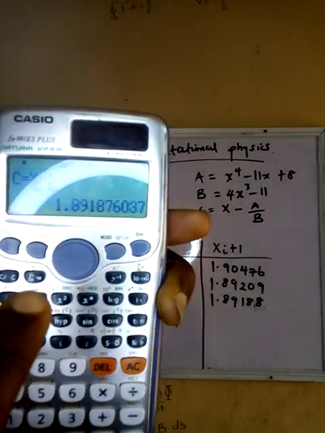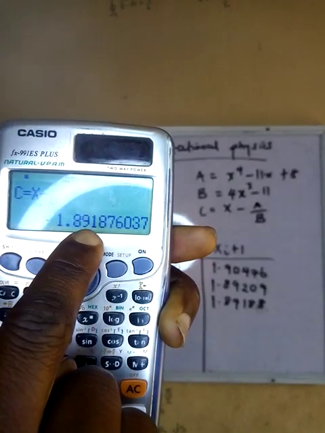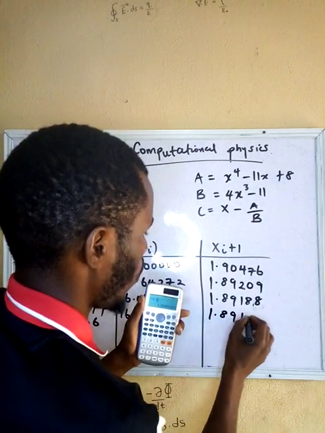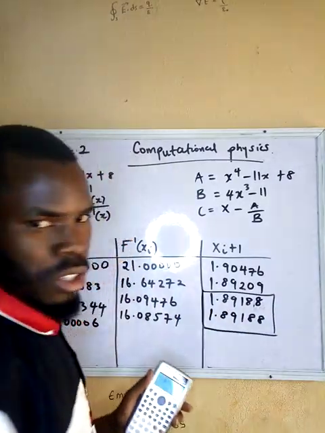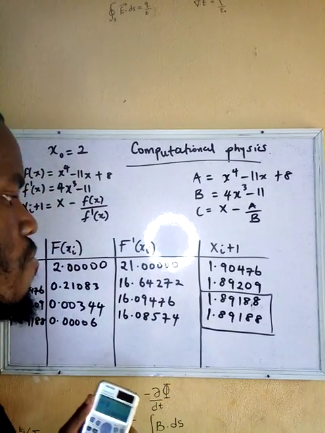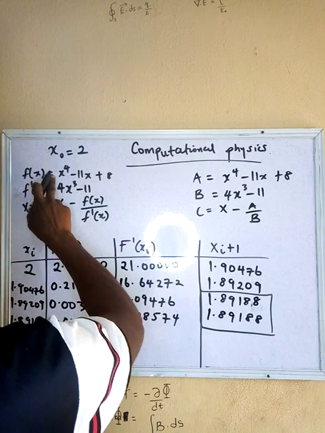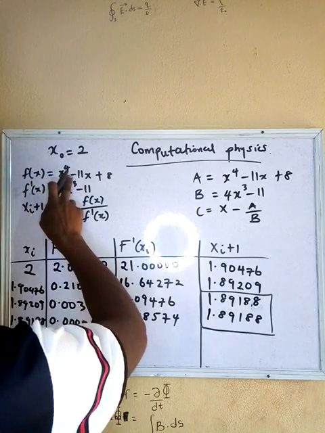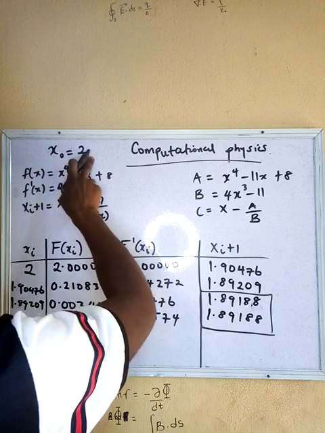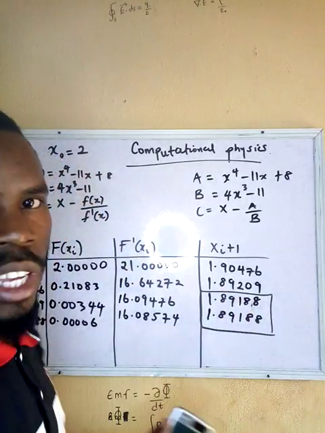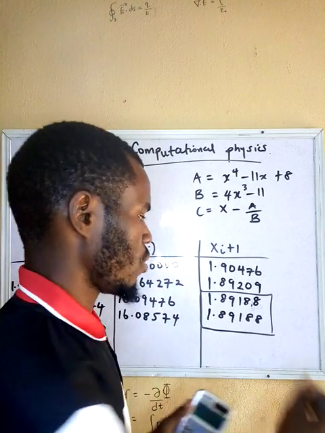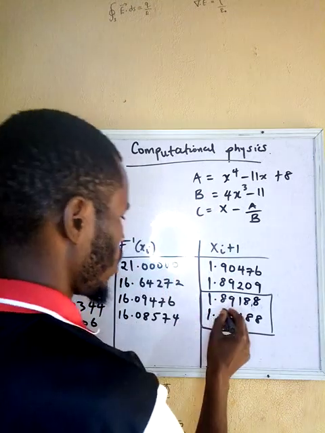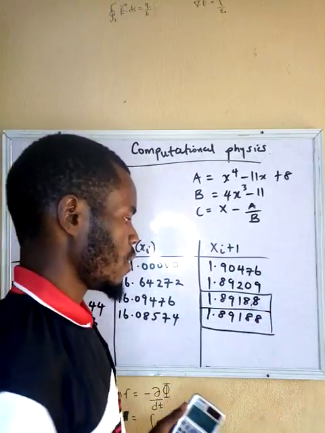When you check this to 5 decimal places, it becomes 1.89188, rounding the last digit to 8. So did you notice that approximately these are the same? Like I said, from the initial point, they are the same, meaning that the root of this particular function, x raised to the power 4 minus 11x plus 8, at initial guess x equals 2 will give us this value. If we have two values almost the same, we stop at that, and that becomes the root of the equation. So this is the root of this equation, because approximately they are the same.